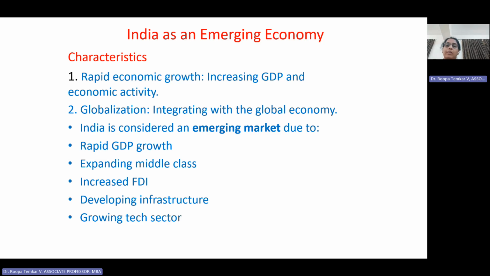And again, because of increased FDI, developing infrastructure and a growing tech sector, that is prevalent in India. So all these are contributing towards the emerging economy of India. So that is why India is considered an emerging economy.